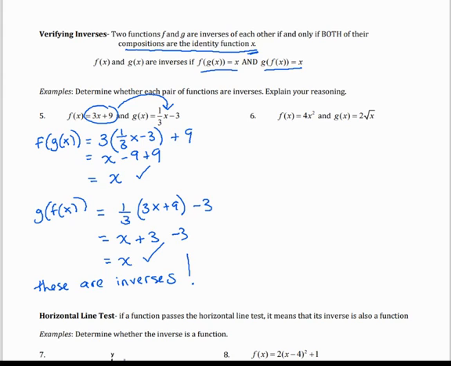Okay? You try number 6. Find the composition. Just always make sure to double check your work, because if you make a little mistake, you may get a false answer. So find the compositions, see if you get x. If you do, they're inverses. If you don't, they are not inverses.